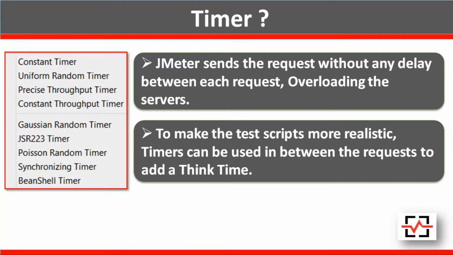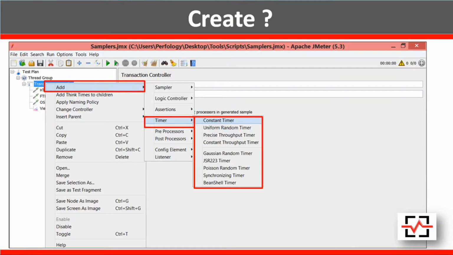To know in detail about think time, you can click on the above card to go to that video. To create a timer, you can right click on test plan or thread group or controller or sampler as per your requirement. Hover the mouse pointer on add, then on timer, and select any of the timers as per your requirement to create a timer.